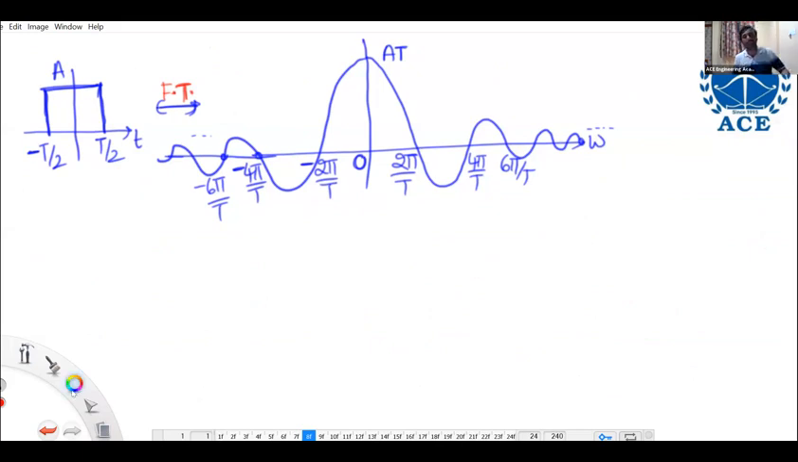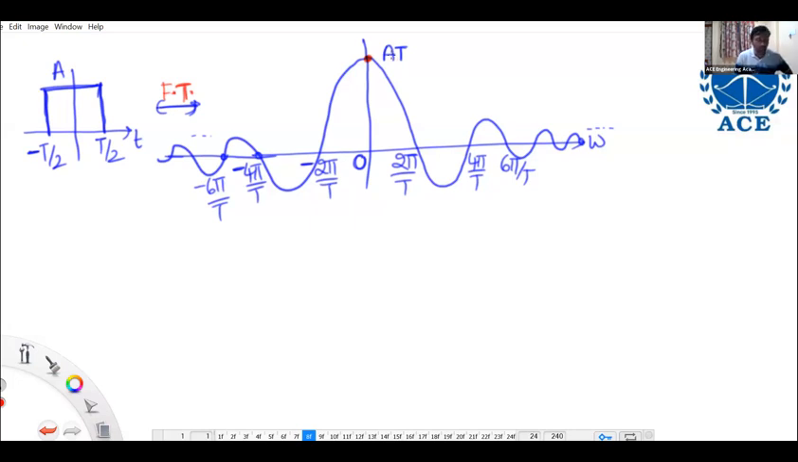Listen to the points which I am explaining carefully. What is the area under the rectangle? AT. Area under the signal, area under the time domain function, means we are checking the spectrum at origin. What is the answer? AT means our condition is obeyed. Area under rectangle is AT. We got AT or not?